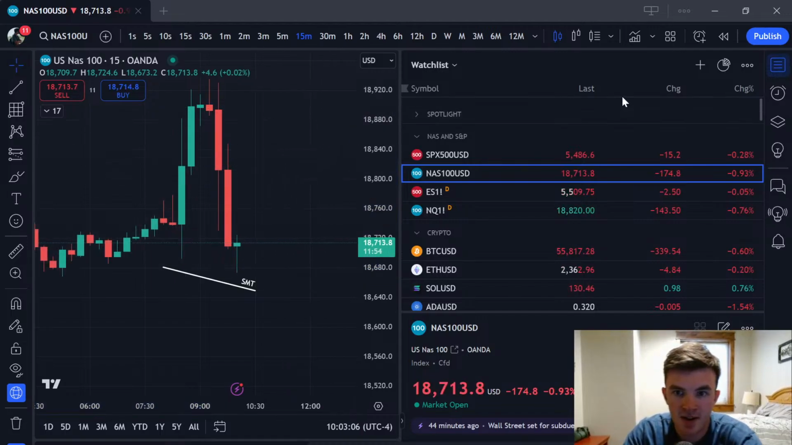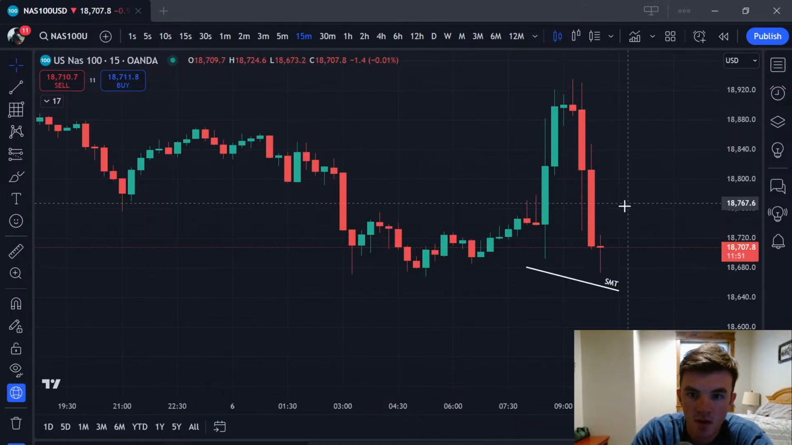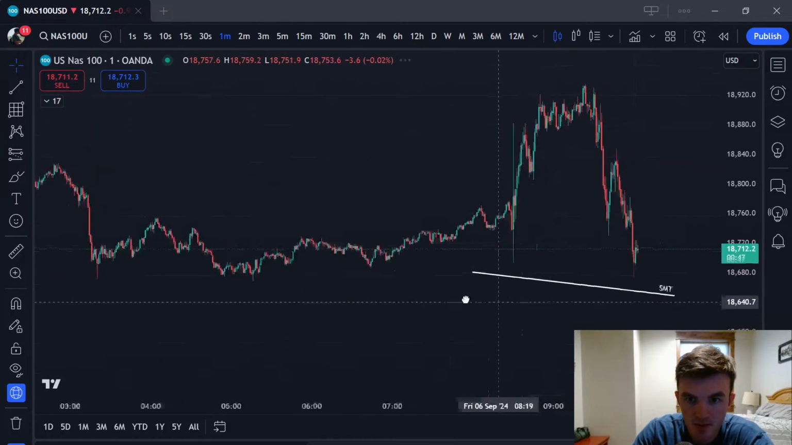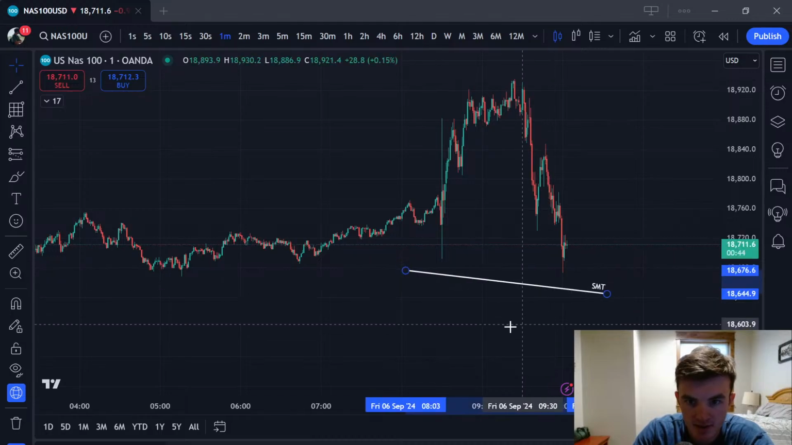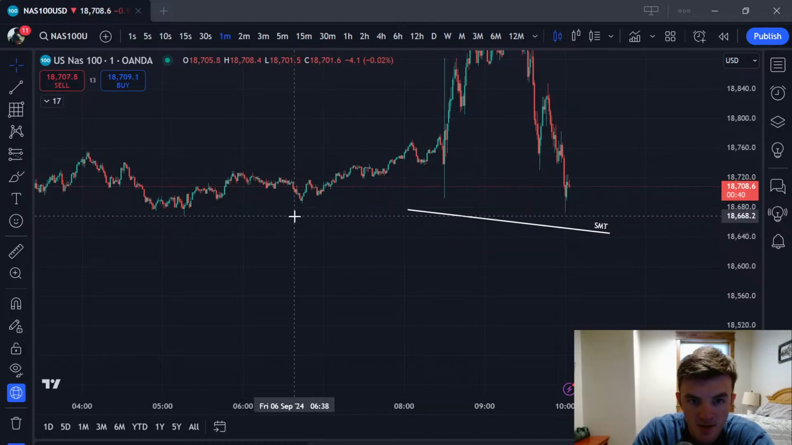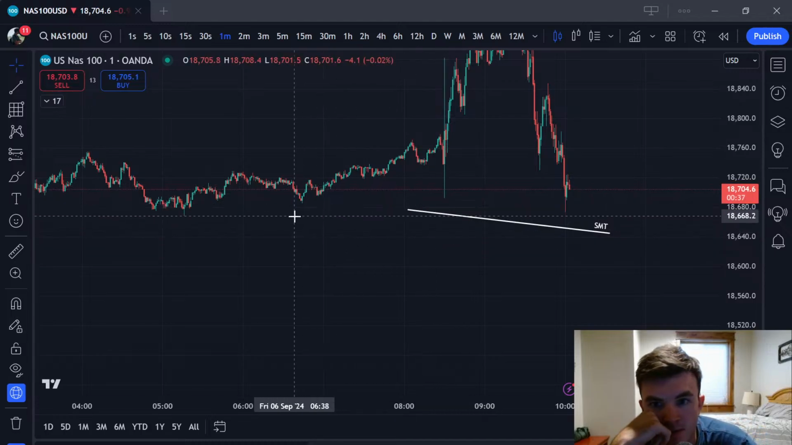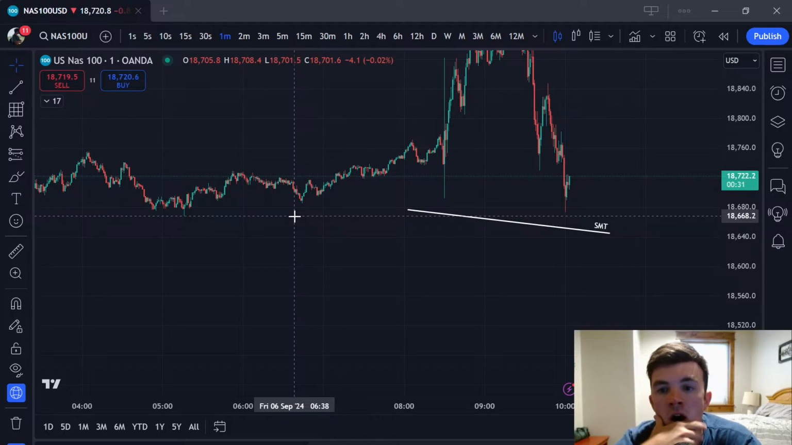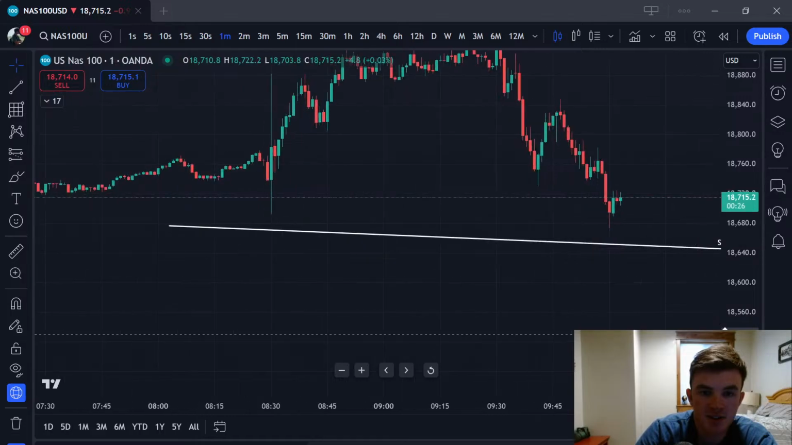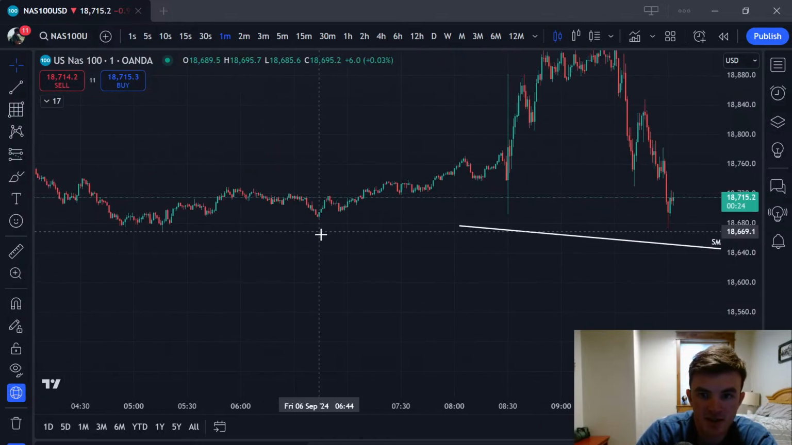Let's get rid of the daily gap. So yeah, SMT. I'm curious if it's gonna come down and sweep this low, but we'll just have to see. I think this SMT is good enough. I don't necessarily think we have to come down to this low, and we took the data low already.